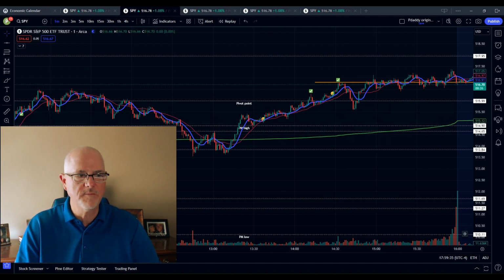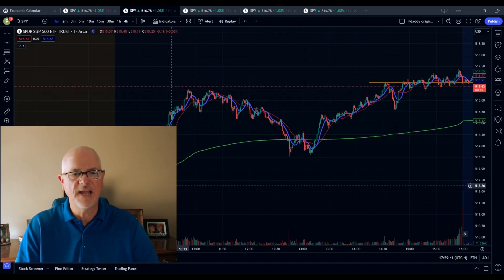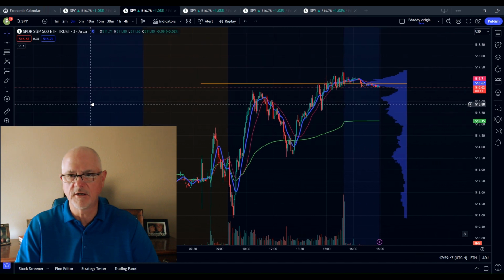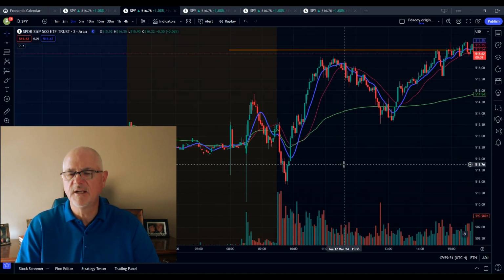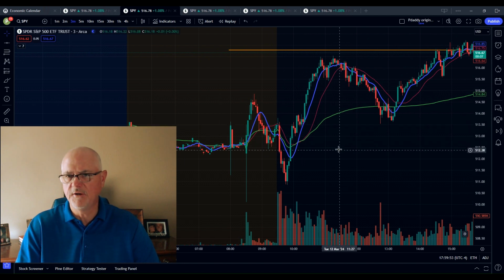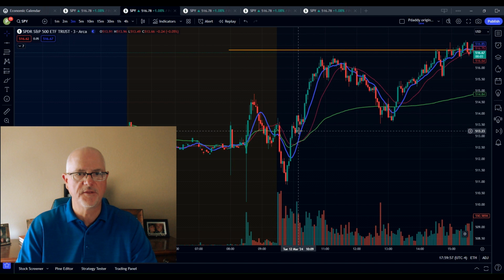Now, I want to show one more thing here. I am going to clean this chart up just a little bit. Now, when we look at the day, if we're looking at the 1 minute, this is what the 1 minute looks like. Now, if we clean it up a little bit and go to the 3 minute chart, this is what the 3 minute looks like. So it is much clearer on the 3 minute chart than it is on the 1. There's much less noise on the 3 minute than there is on the 1.